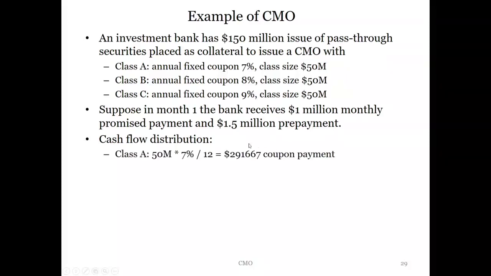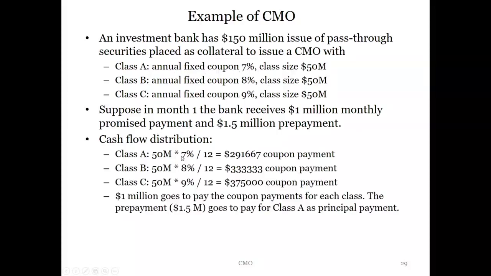Basically, the first thing you need to do is, the securitization facility needs to meet the promised coupon payments for each class bondholders. So that means you need to take the principal outstanding, multiply by the coupon rate, and calculate the coupon payment. So these are the payments that each class bondholders will receive every month, right? And so if you add the 3 numbers up, it will just be 1 million.